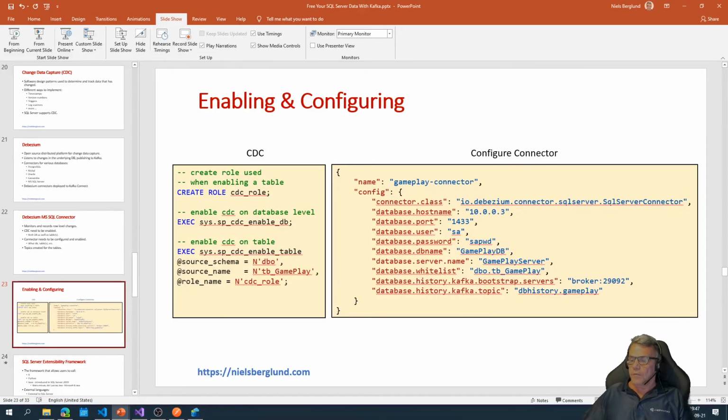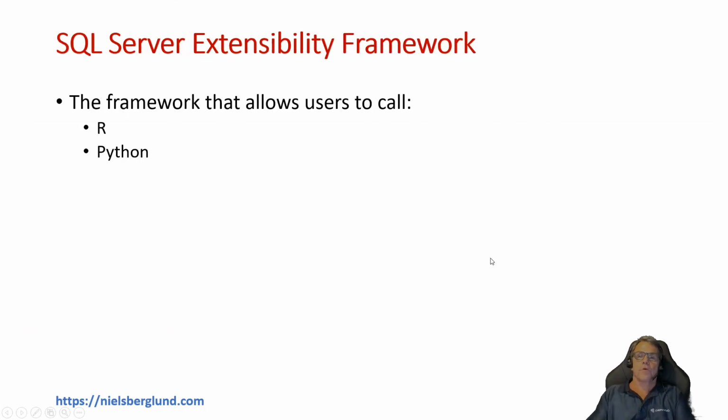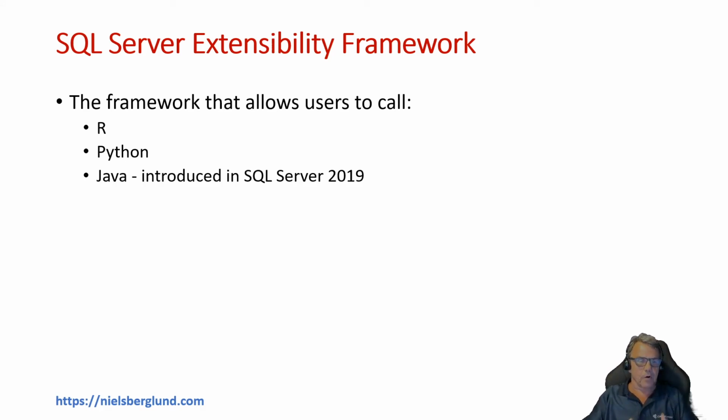So let's go back to slides for a while. We have seen CDC, we have seen Debezium, and we can see how we can get data straight from tables into Kafka. The final thing that we're going to talk about here is the extensibility framework. That is something that allows us to call external languages such as R and Python, and also Java, which was introduced in SQL Server 2019. Once again, for R, Python, and Java, the runtime sits outside of SQL Server, so we can call from inside SQL Server out to these runtimes.